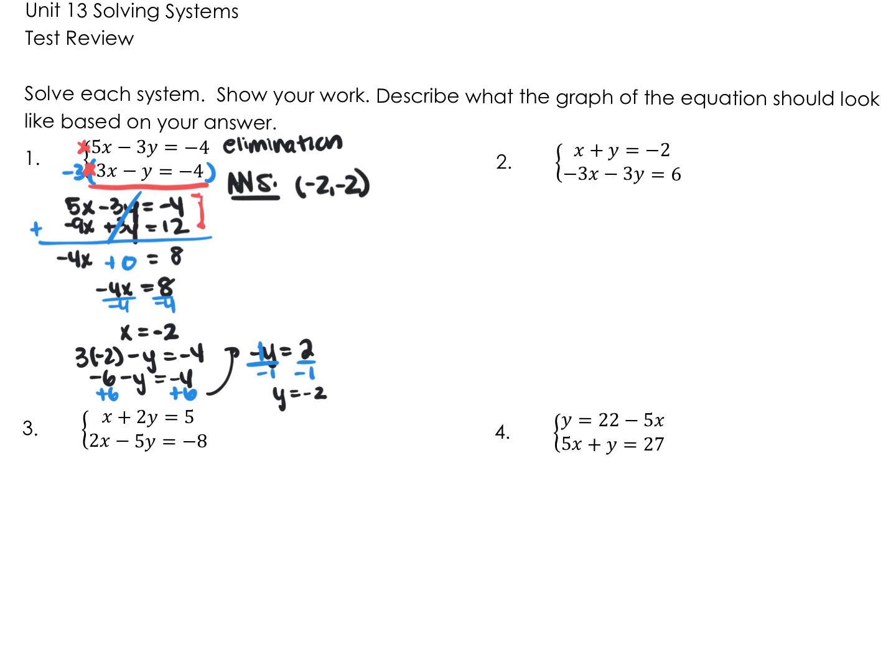And it asks us to describe what the graph would look like based off our answer. And so this, because we have a point where we have a solution, that means our graphs are two intersecting lines, and they will intersect at the point -2, 2.